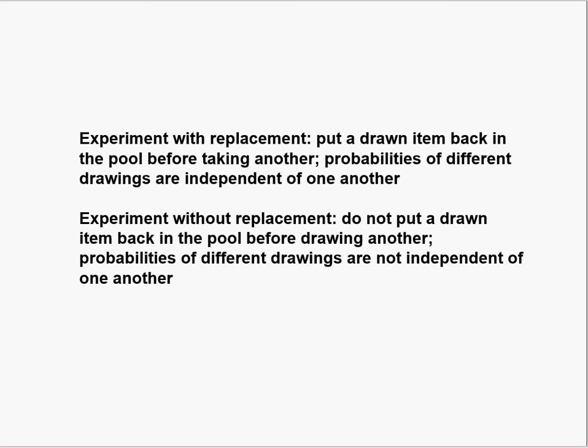Now, experiment without replacement, or sampling without replacement. That is, if you draw an item from the pool, when you go to draw the second item, you do not place the item you drew the first time back into the pool. Therefore, the number of items changes, and the composition of the items also changes. Therefore, the probabilities of different drawings are not the same between different rounds. So we say that they are not independent of one another.